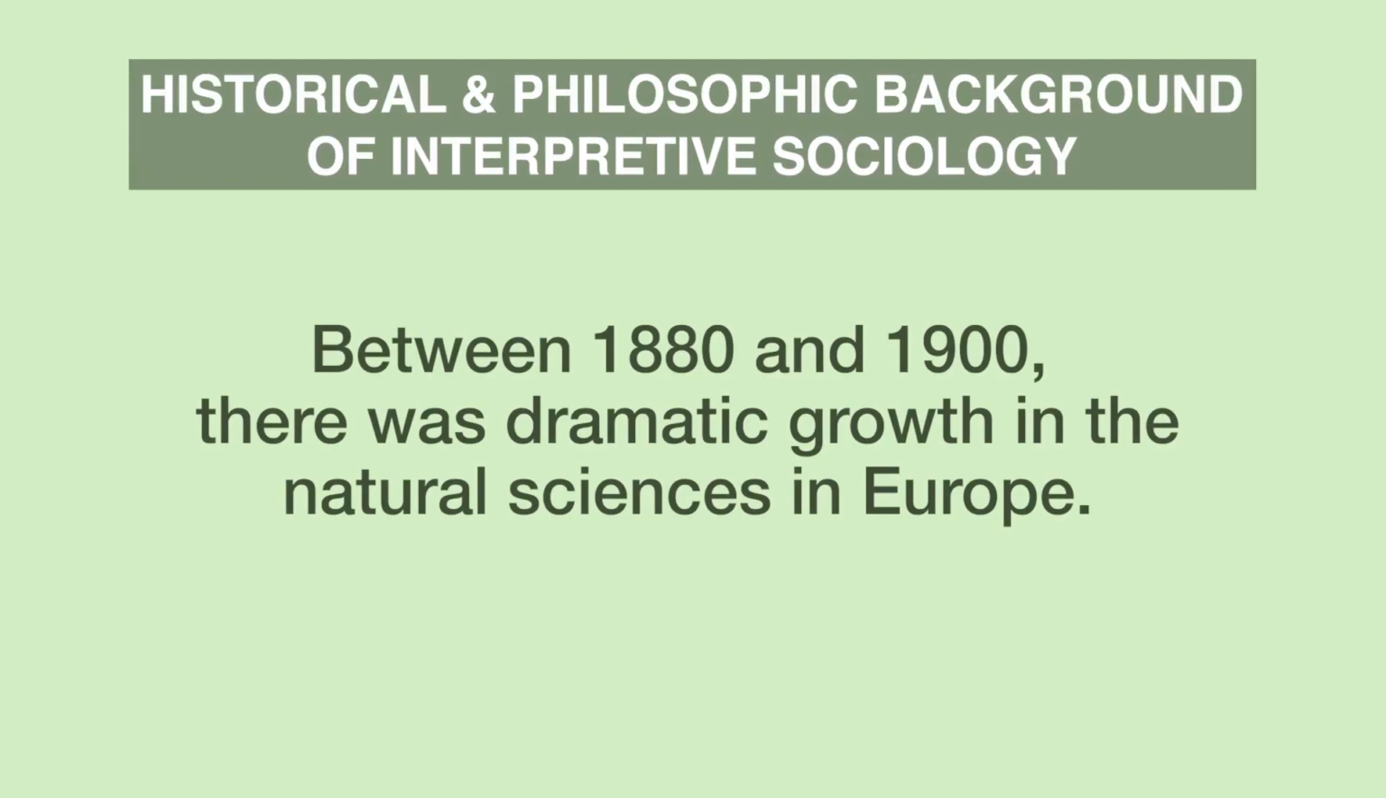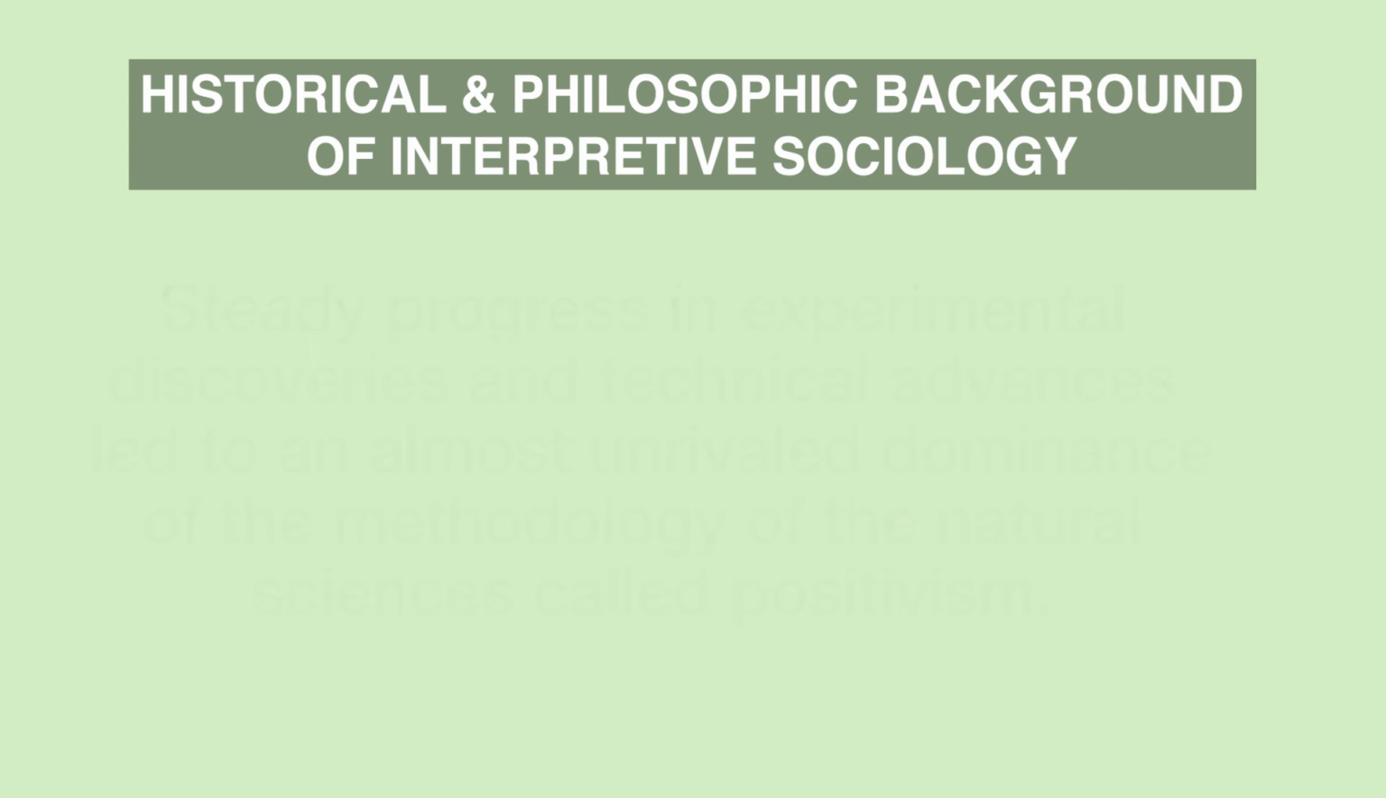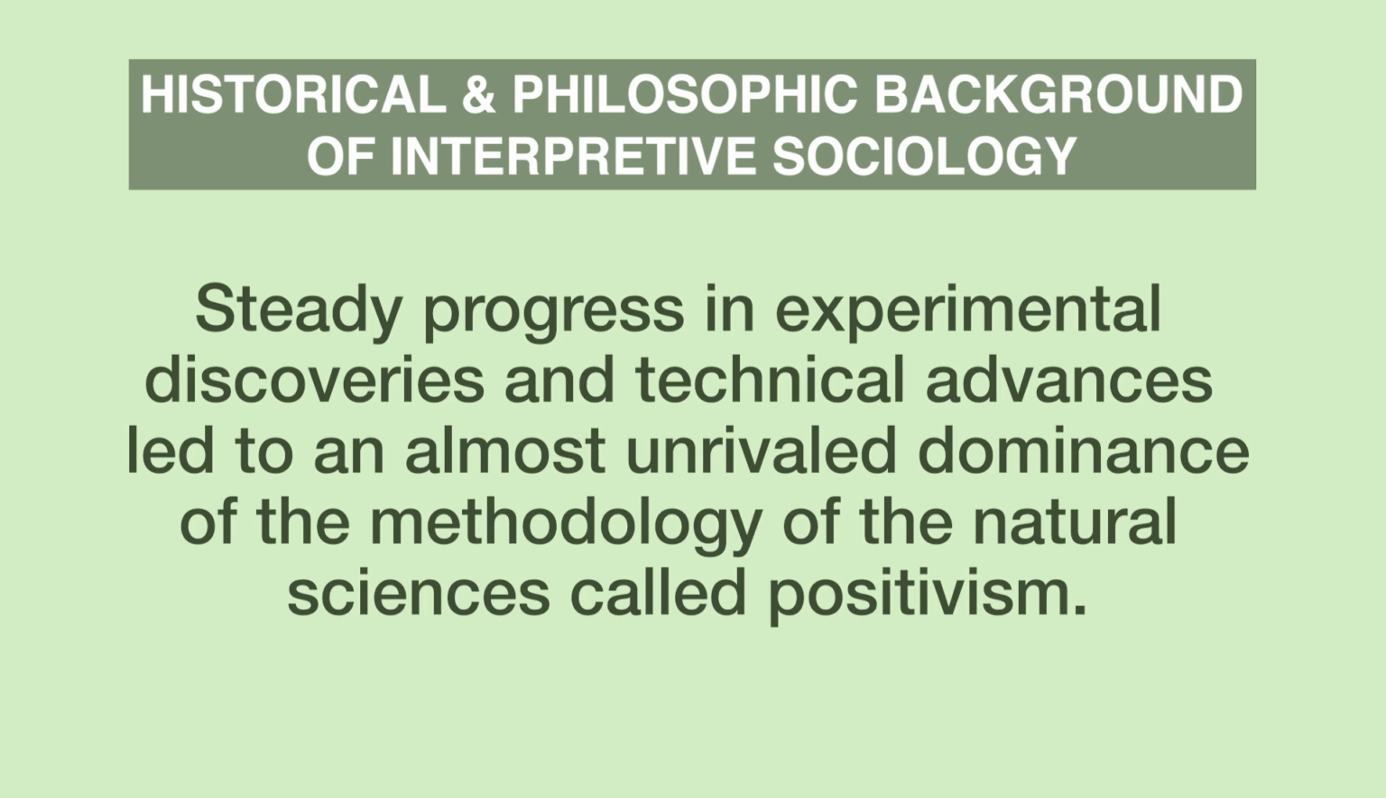Between 1880 and 1900, there was a dramatic growth in the natural sciences in Europe. Steady progress in experimental discoveries and technical advances led to an unrivaled dominance of the methodology of the natural science called positivism. We'll see that from 1880 to the 1900s, there had been a dramatic change in Europe, and a concomitant achievement and popularity of the natural sciences, especially the different methods of science, which leads us towards objectivity.